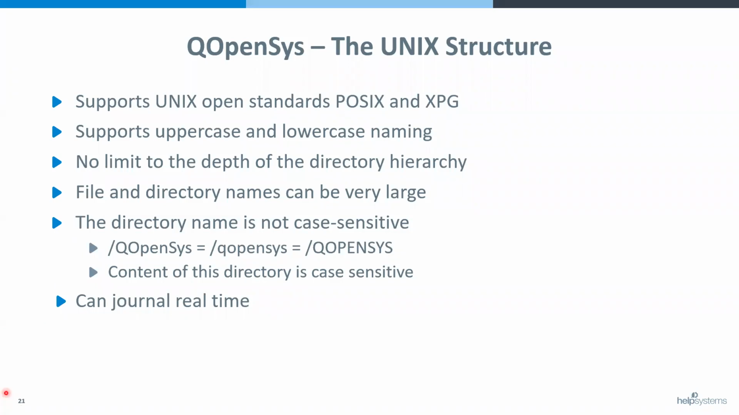And then we get into the Unix part of the operating system and being able to have open standard POSIX support in here. This supports uppercase and lowercase naming. There's really no limit to the depth of the directory hierarchy, meaning you can continue to go lower into the directory structure as you do. You can have very large directory names. They are not case sensitive. So as we see, QOpenSys equals QOpenSys equals QOpenSys, basically. But the content of the directory is case sensitive.